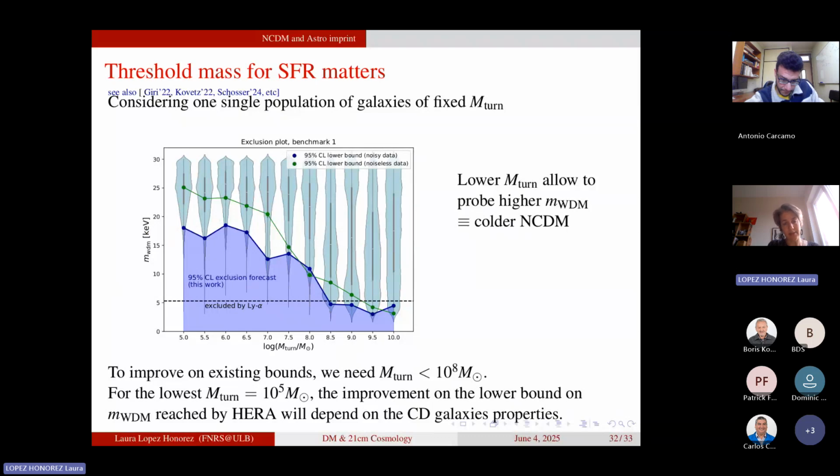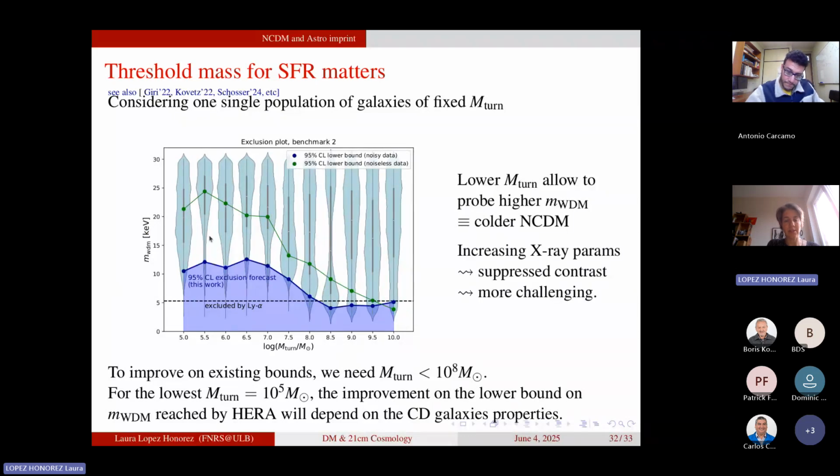Actually, as I said, this is for one given setup. If I change, for example, the X-ray properties and I consider X-ray parameters that would again somehow heat the medium more and suppress the contrast that we would have, it will be more challenging to do whatever, including detecting the properties of warm dark matter. And here you see that in the best case scenario, even if my threshold mass for star-forming galaxies is of size 10 to the 5 solar masses, at the end of the day, at best, I can probe something like warm dark matter with 10 keV.